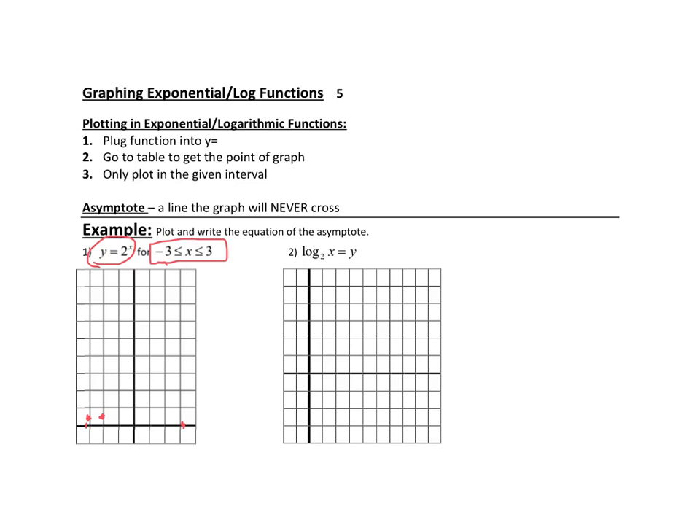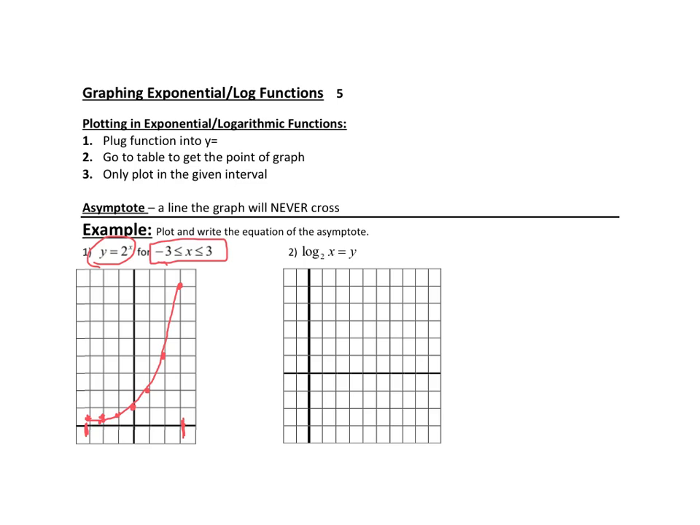This is not very easy on the iPad, so bear with me. These points don't look very accurate. -1 and 0.5. You should be down lower. 0, 1, 1, 2, 2, 4, and 3, 8. Then I'm just going to connect my dots, and I'm not going to go any further than -3 and +3, so you're done with that one.